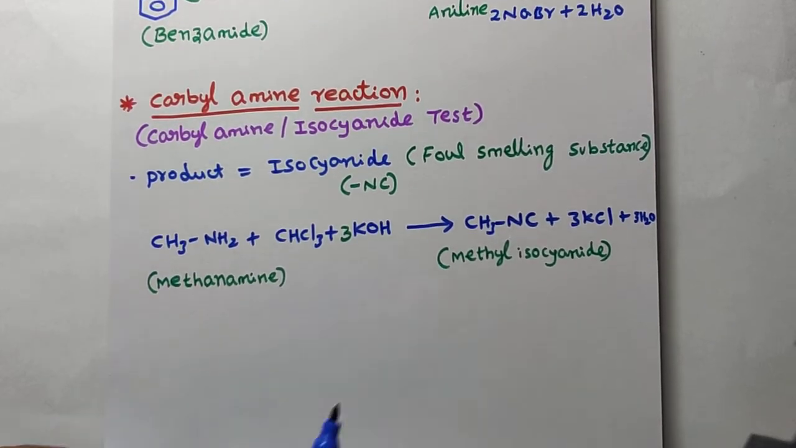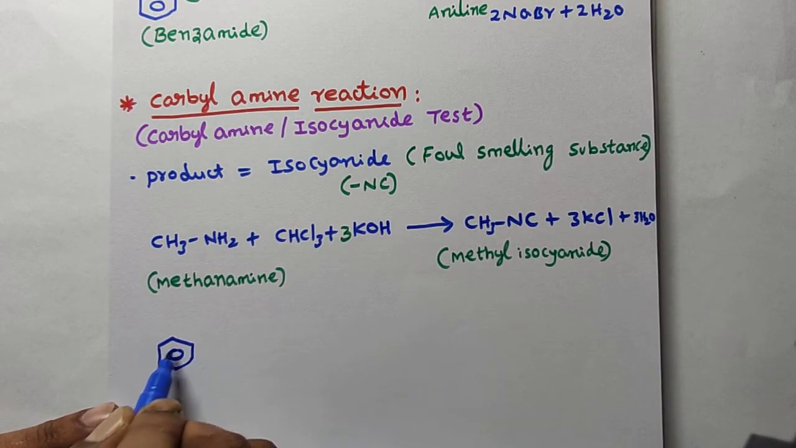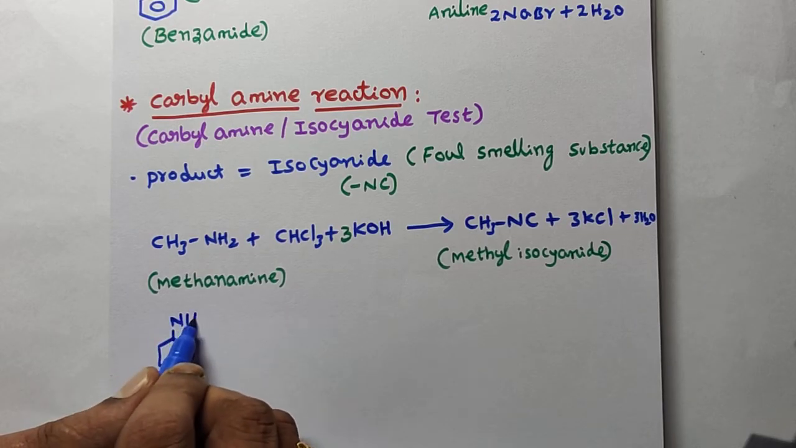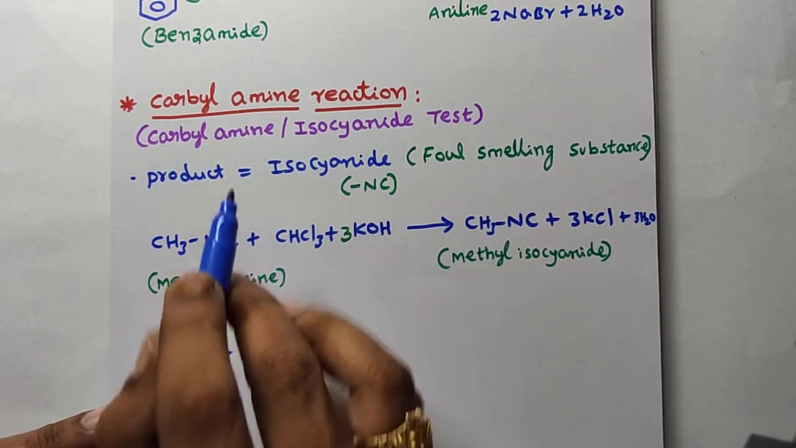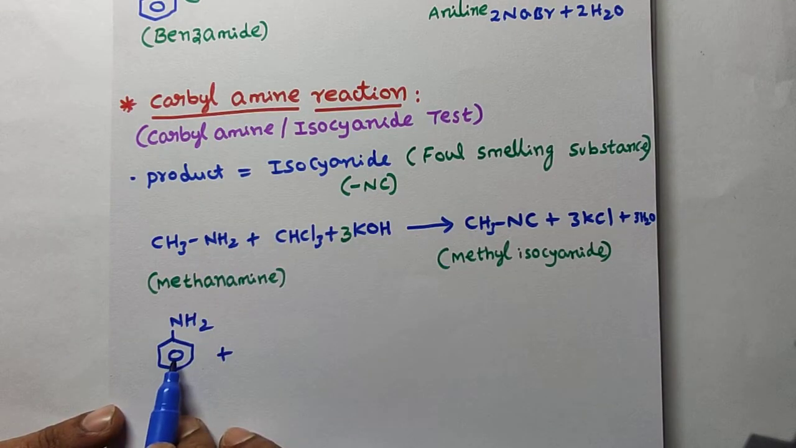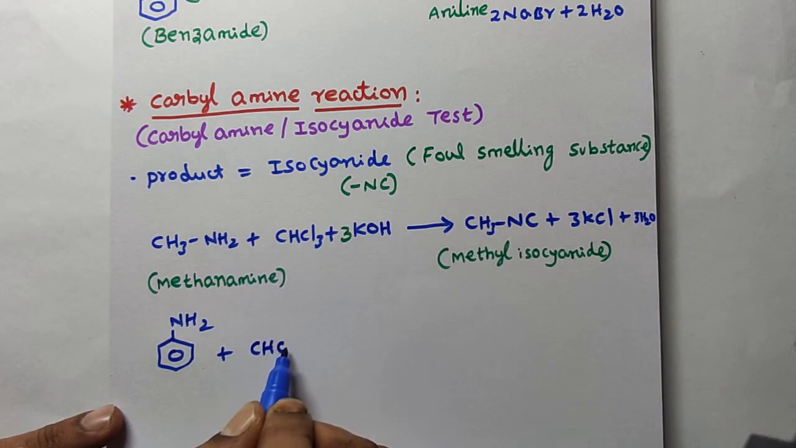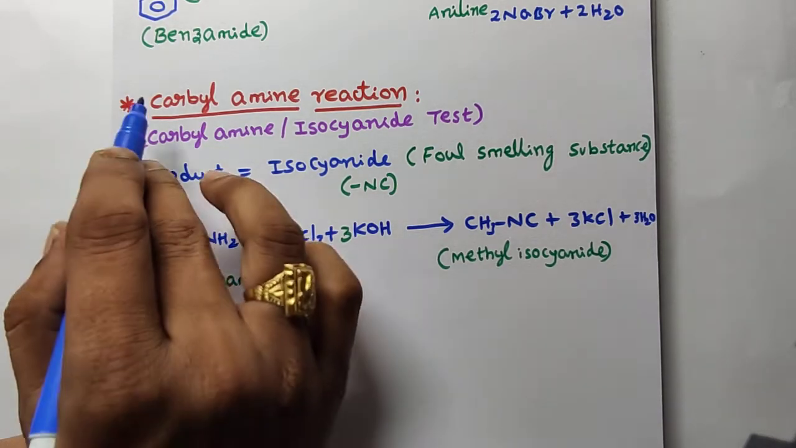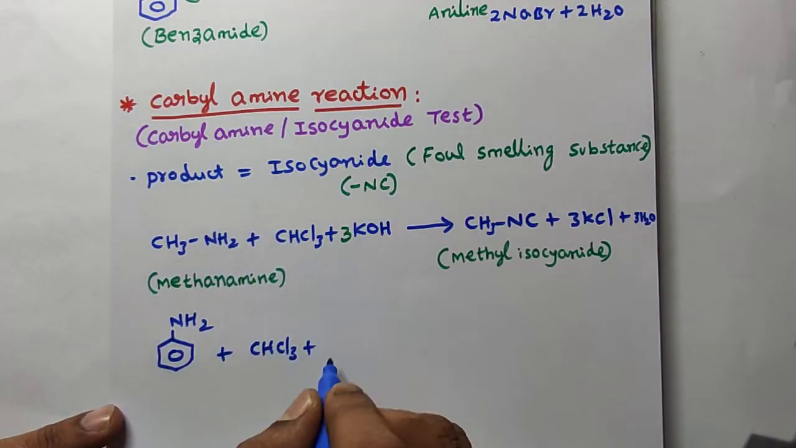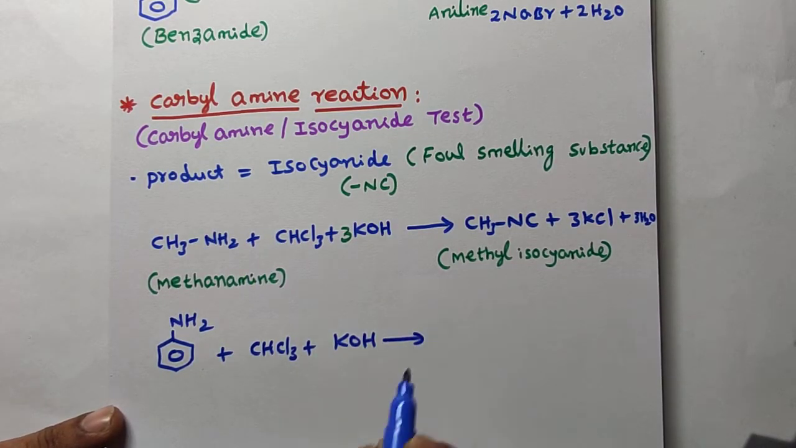One more example I will take. Aniline: take a benzene ring with NH2. What is the name? Aniline. So first you take a primary amine. This is a primary amine. In this reaction we have to take a primary amine, and C for chloroform, CHCl3, and Ka for KOH.